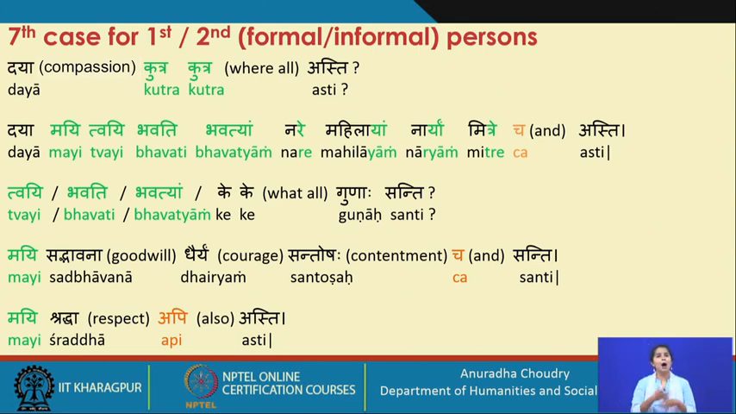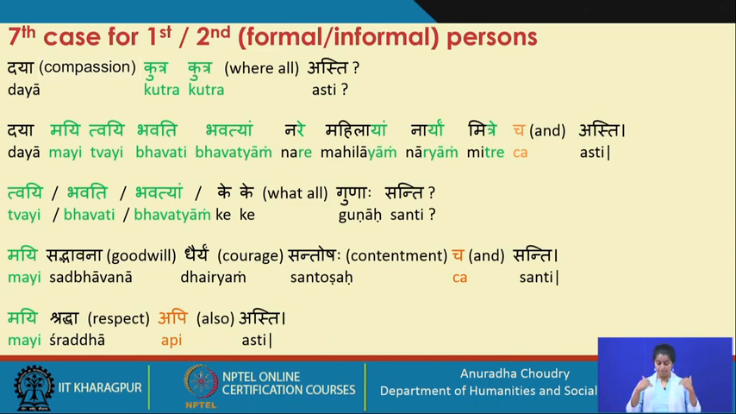Now, if I put them all in one sentence, it will be daya mayi twayi bhavati bhavatyam nare mahilayam naryam mitre cha asti. So the cha means and it comes at the end of the sentence very often. Okay, you can find it in the middle also at times, but somehow in the Sanskrit sentence construction it tends to figure at the end of things. All right, and moving on, the question is twayi bhavati. So in you, in him, in you informal, in you formal, masculine bhavati, in you feminine, formal form. Bhavatyam ke ke gunaha santi, what are the qualities in you?